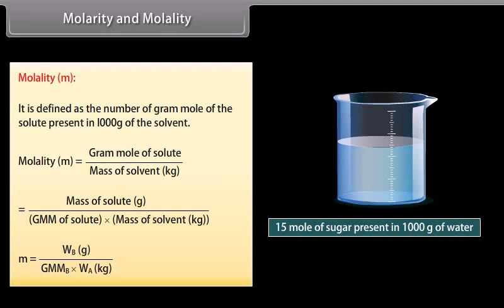A solution containing 1 mole of solute per 1000 gram of solvent has molality equal to 1 and is called a molal solution.